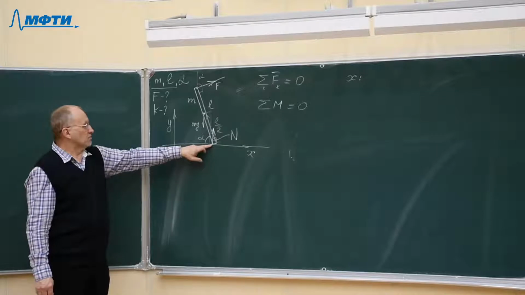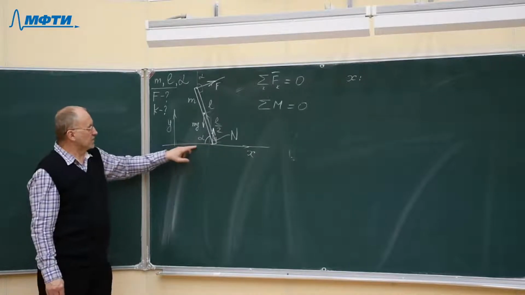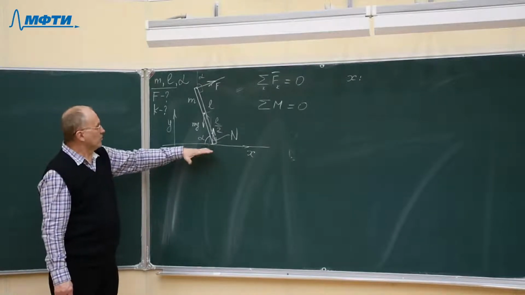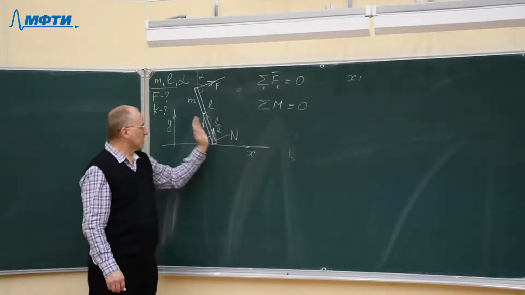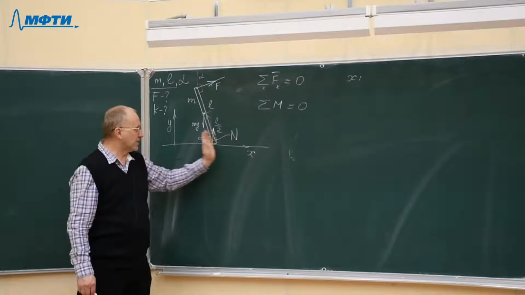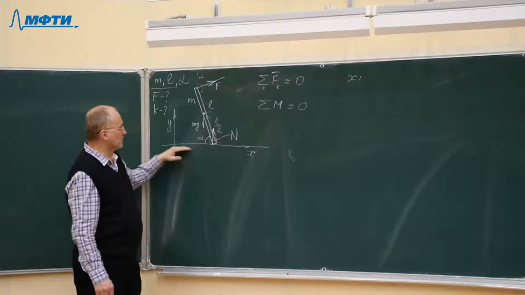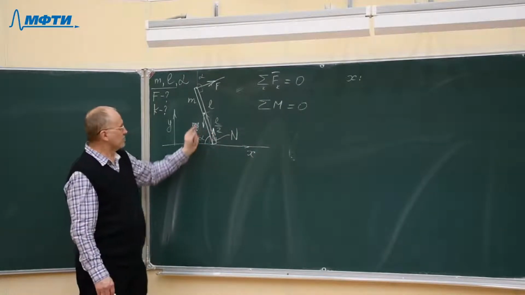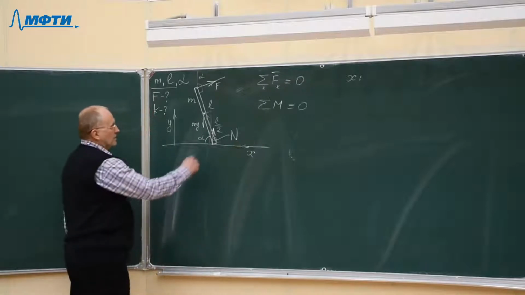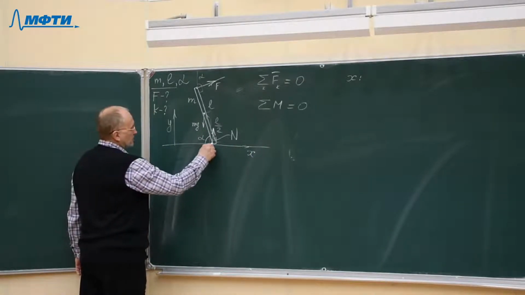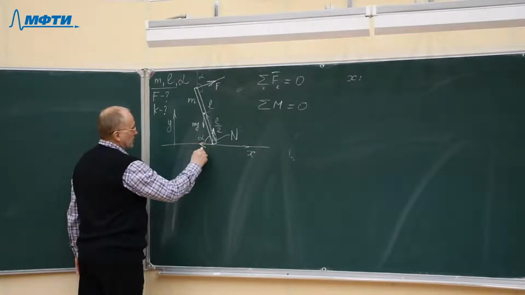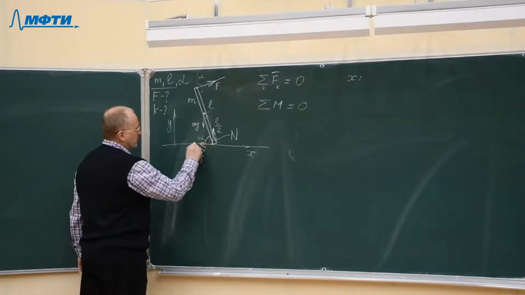So where do you think the force of friction should be directed? If there were no friction at all, then the rod would slip to the right without friction, as if it were ice. Then the rod would slip to the right. But the force of friction doesn't allow this motion. Therefore, the force of friction must be directed here, to the left.